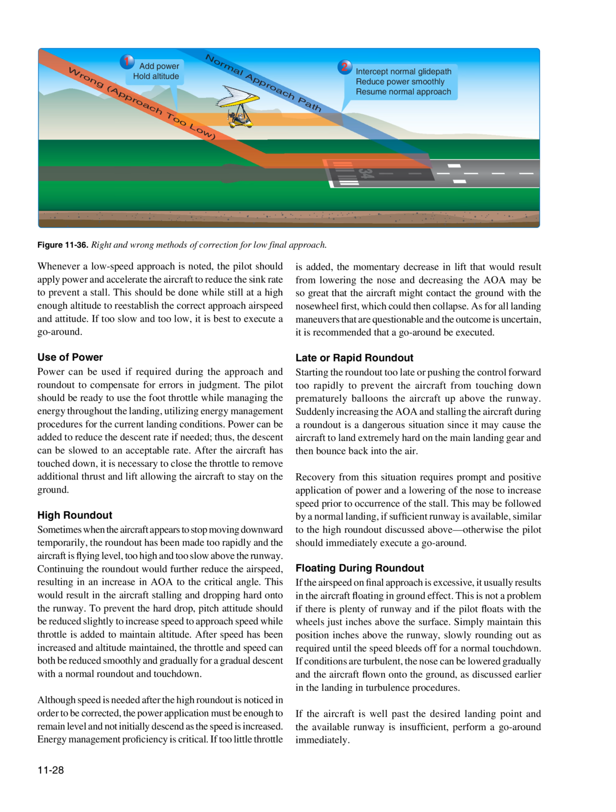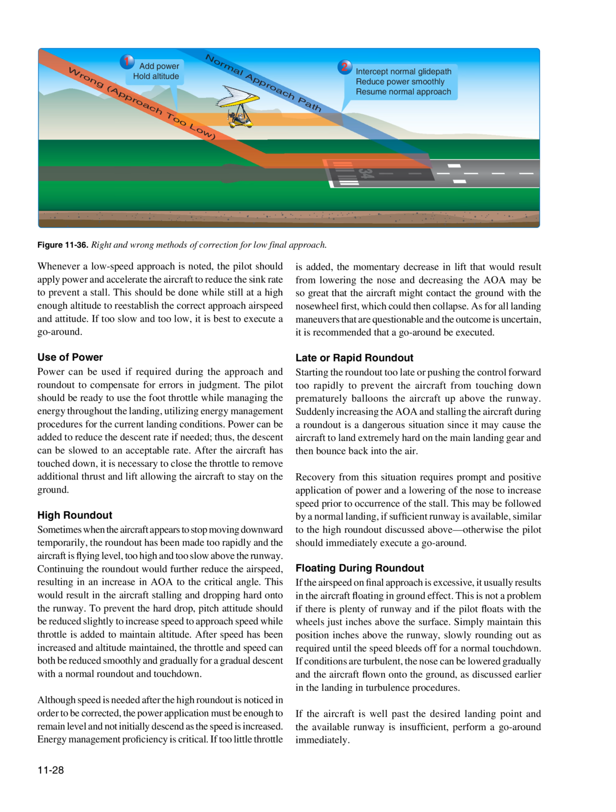High roundout. Sometimes when the aircraft appears to stop moving downward temporarily, the roundout has been made too rapidly and the aircraft is flying level, too high and too slow above the runway. Continuing the roundout would further reduce the airspeed, resulting in an increase in AOA to the critical angle. This would result in the aircraft stalling and dropping hard onto the runway. To prevent the hard drop, pitch attitude should be reduced slightly to increase speed to approach speed while throttle is added to maintain altitude. After speed has been increased and altitude maintained, the throttle and speed can both be reduced smoothly and gradually for a gradual descent with a normal roundout and touchdown.